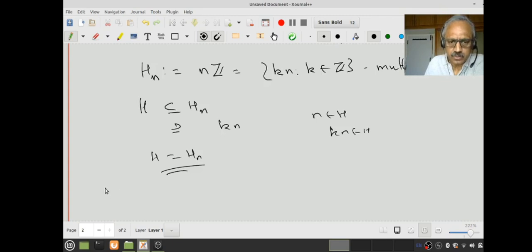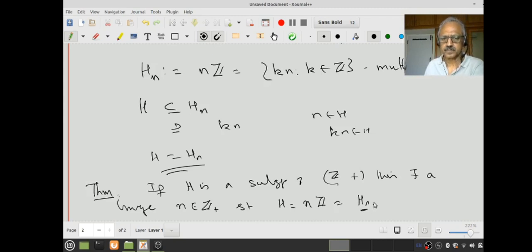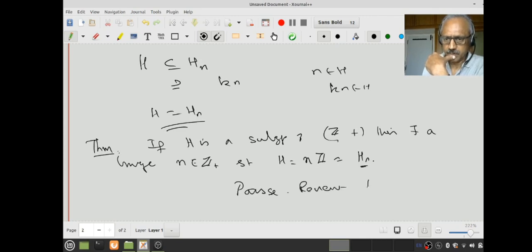So therefore what you have proved is the following theorem. If H is a subgroup of Z plus, then there exists a unique n in Z plus such that H is n times Z, or it is the same as Hn. We will call it Hn. Have you understood? Pause, review, and then proceed.